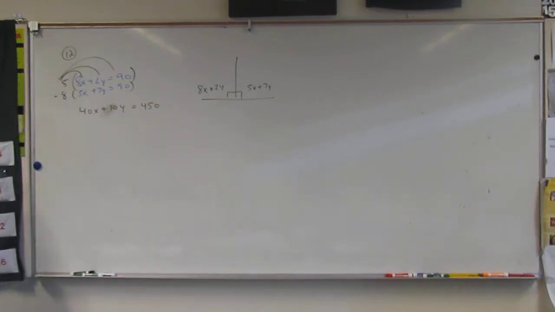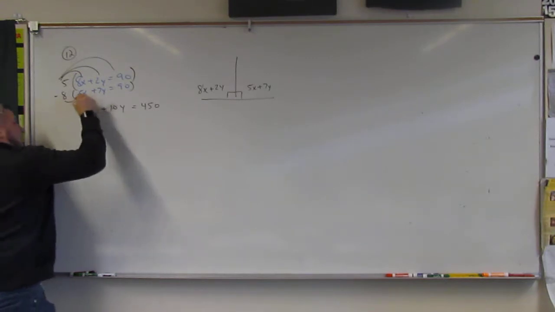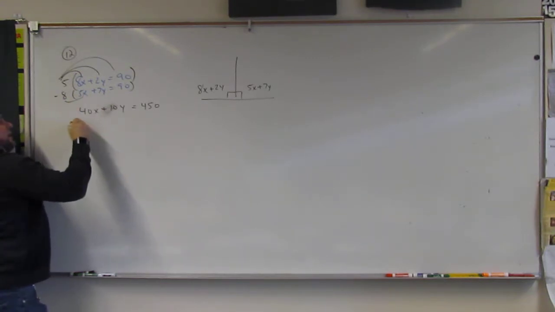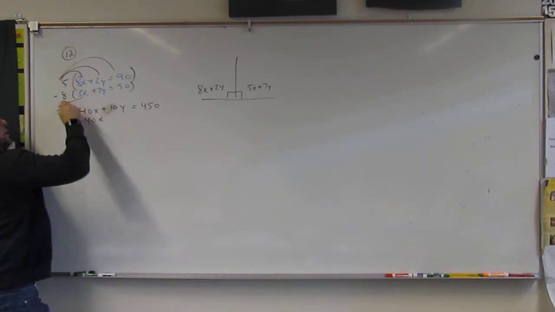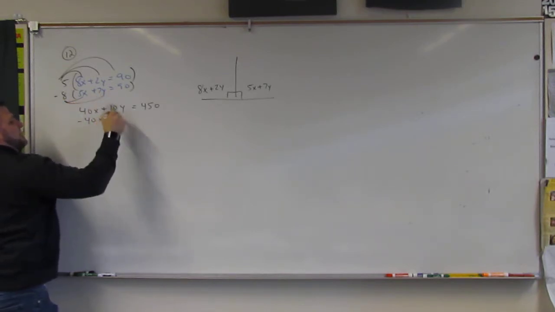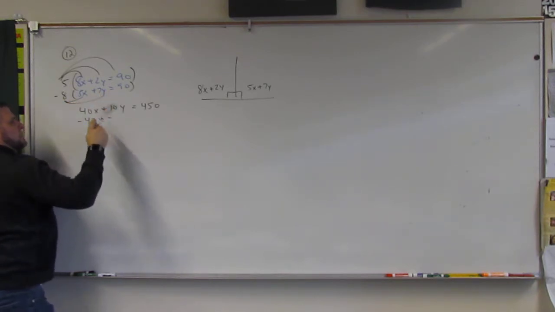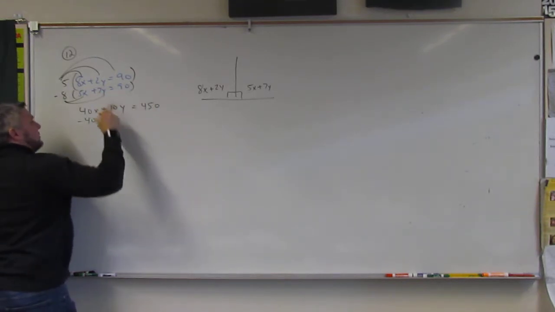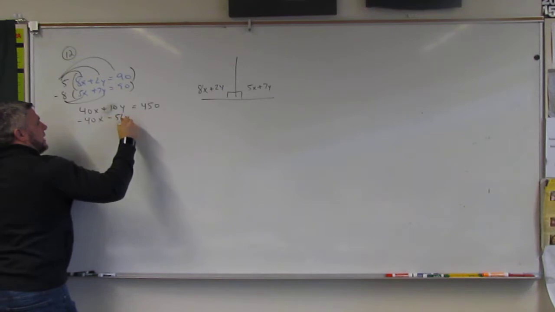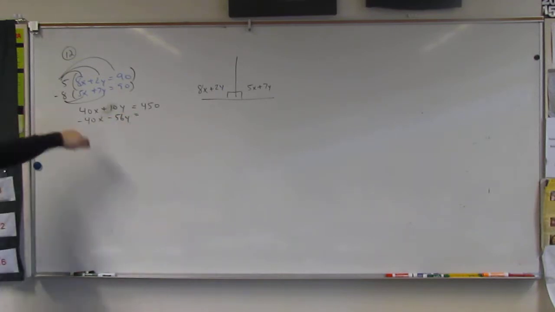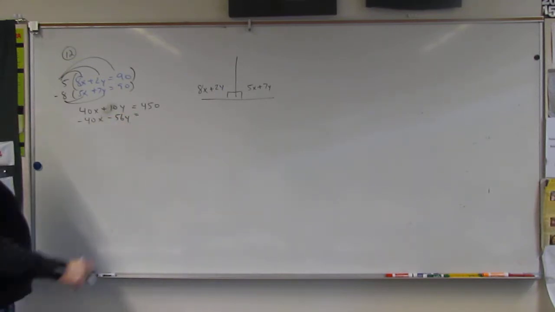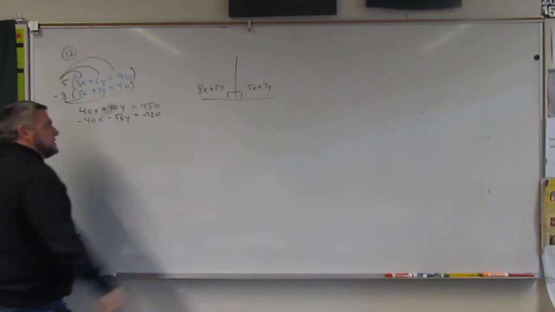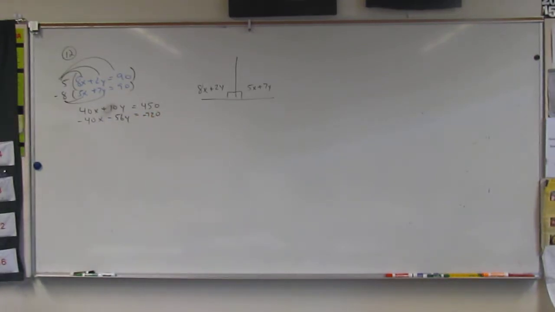Okay? And then we want to do negative 8 times 5, that's negative 40. And then negative 56, is that right? 8 and 7? Yeah. Negative 56y. And then negative 8 times 90, that's 72, so 720. Is that right? Okay? All right.